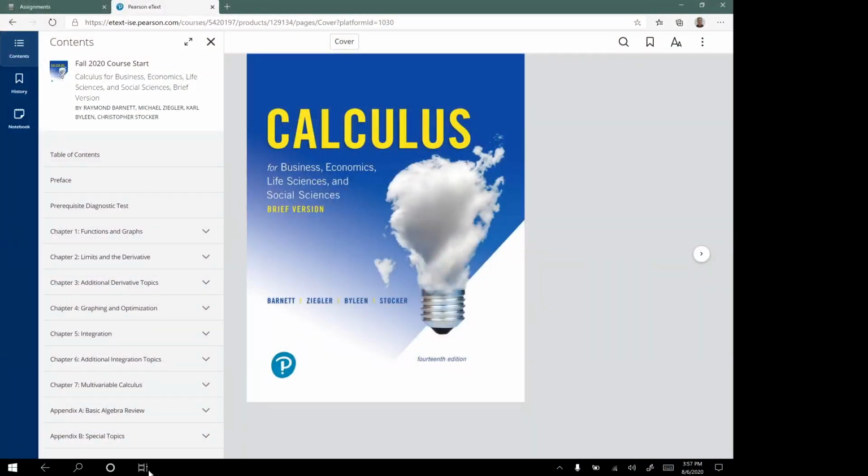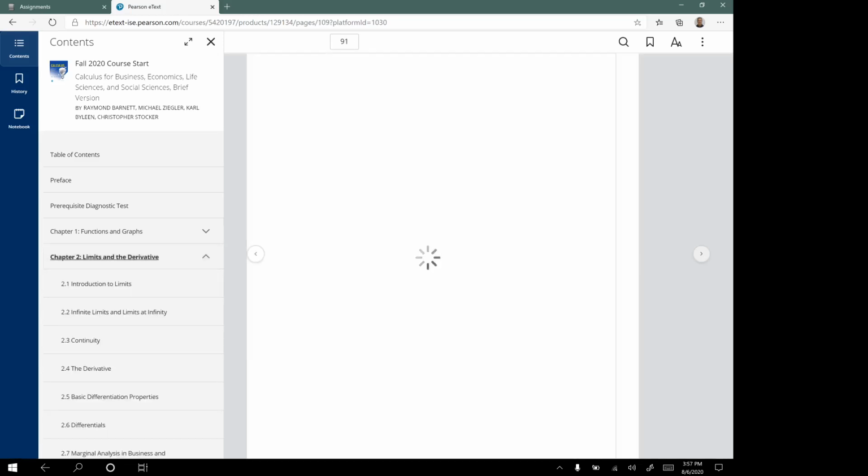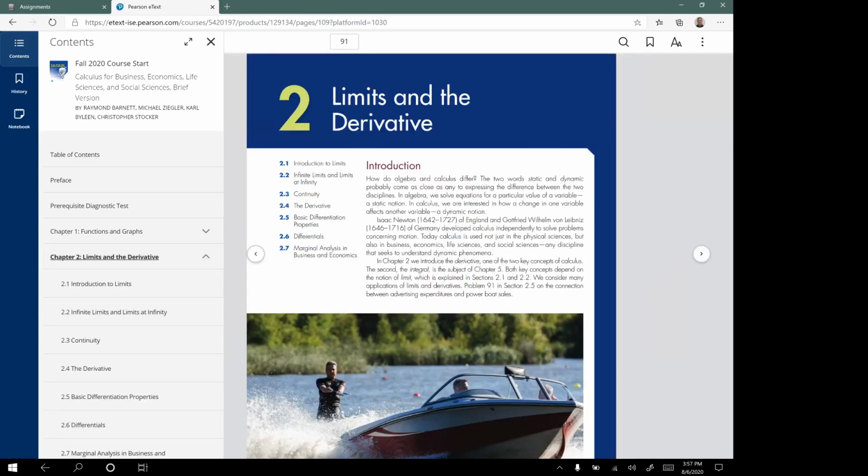Here's the cover of our book, Calculus for Business, Economics, Life Sciences, and Social Sciences, brief version by Barnett and others. The material for section 2.1 begins on page 92, I believe. Chapter 2 starts on page 91. So to accompany this video, you should be working on reading the textbook.